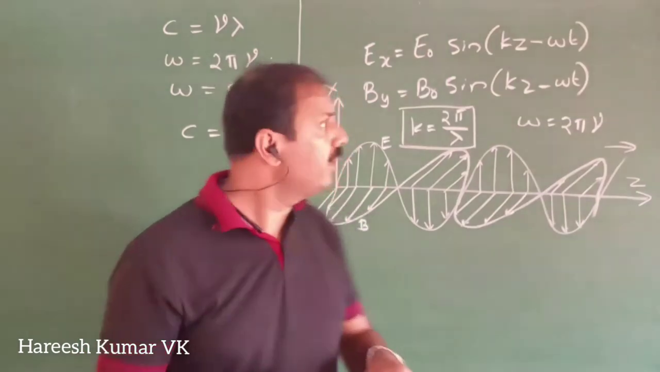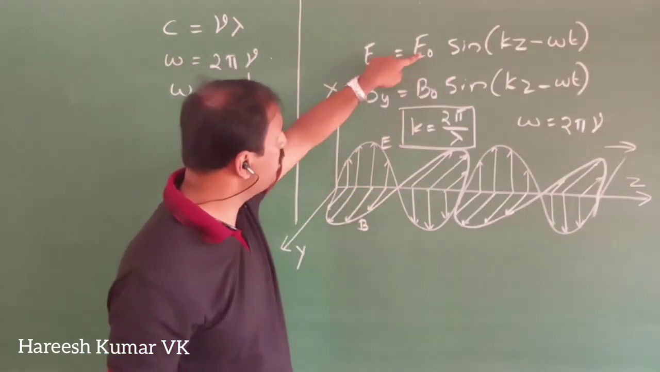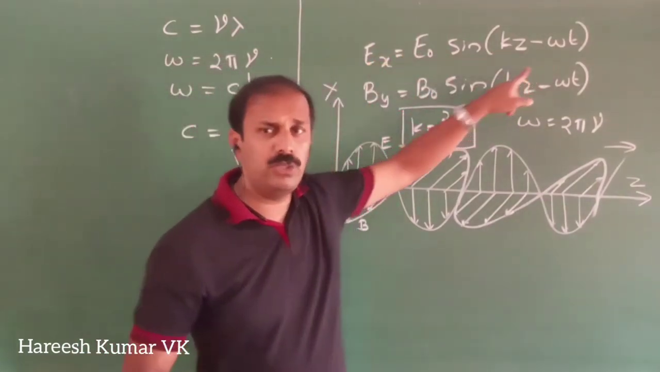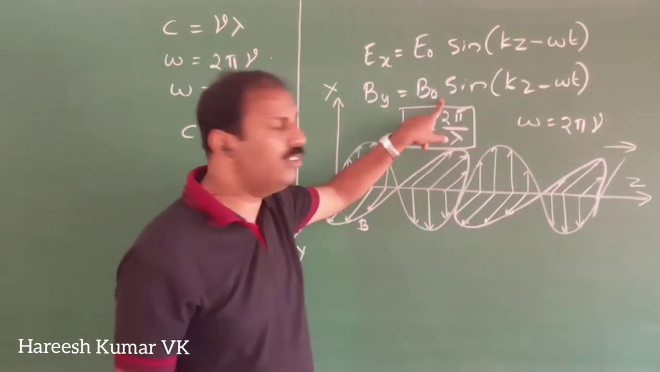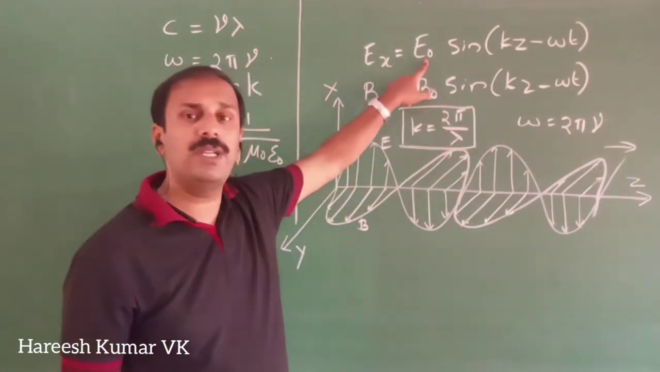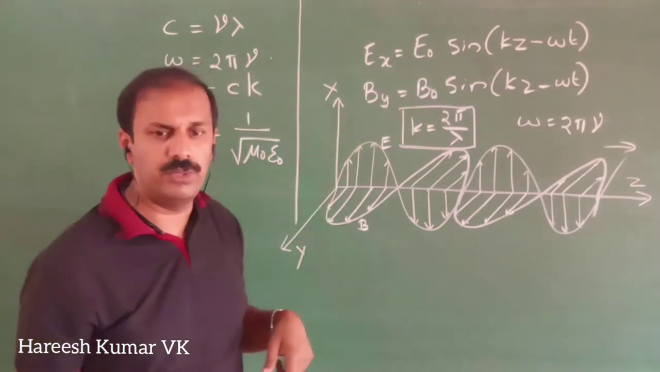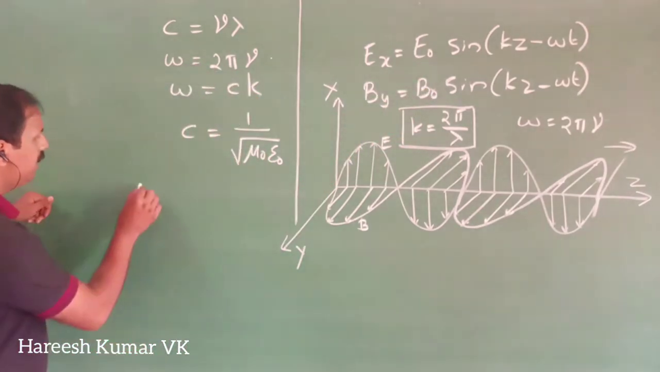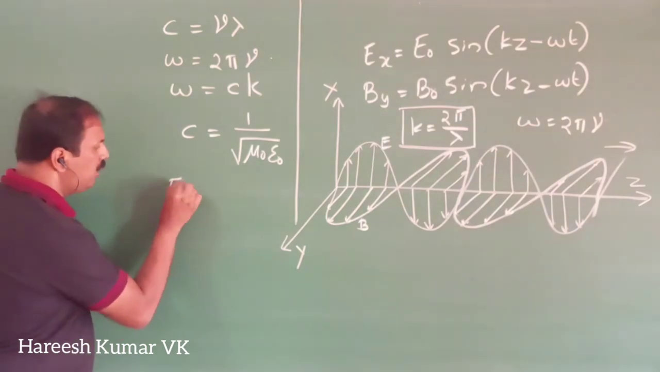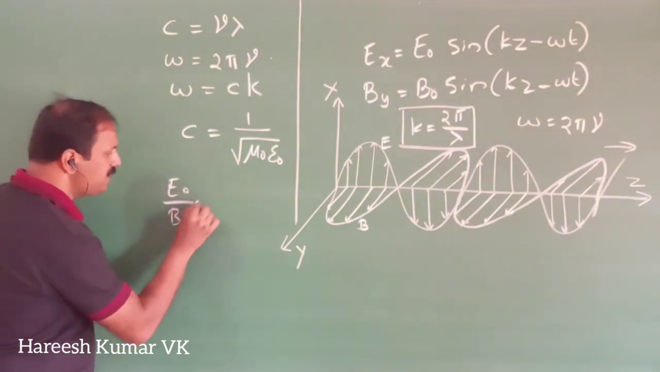Now again, I told this one how to relate. If this equation is obtained, you have to write this equation, which means you should know the value of B0. There it may not be written as E0; some numerical value will be there. So how to get this B0 value? That is E0 by B0. This is equal to C.